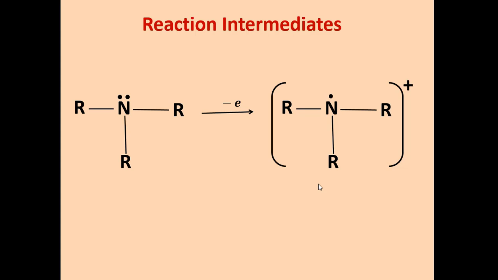And because one electron is removed, you have a positive charge. You have one electron, so it is a free radical. You have a positive charge, so it is an ion. It's a radical as well as an ion. Because it is a positive ion, you call this a cation radical, and this is also an intermediate in some of the reactions.